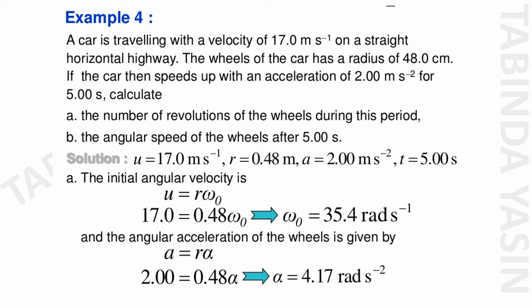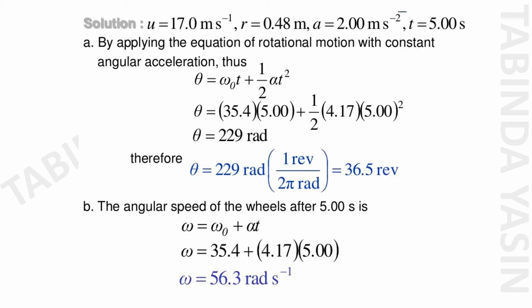Now the initial angular velocity: u is equal to r omega naught. Substituting the values, we get omega naught is equal to 35.4 radians per second. The angular acceleration of the wheel is given by a is equal to r alpha, so 2.00 is equal to 0.48 alpha, that gives alpha is equal to 4.17 radians per second squared.